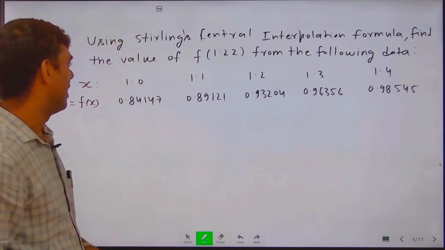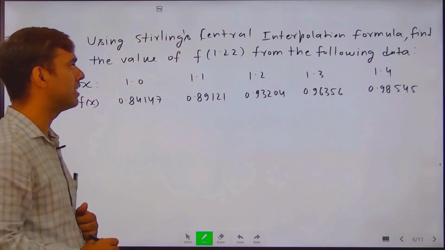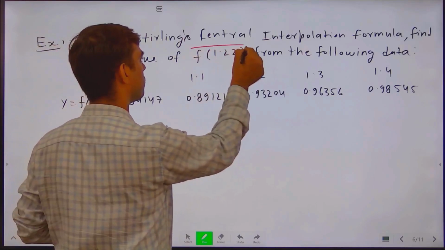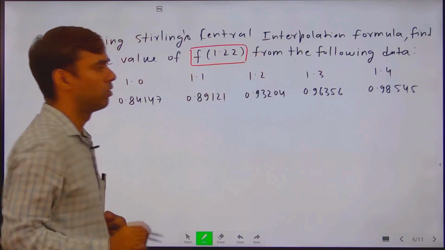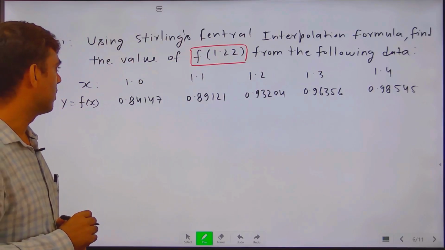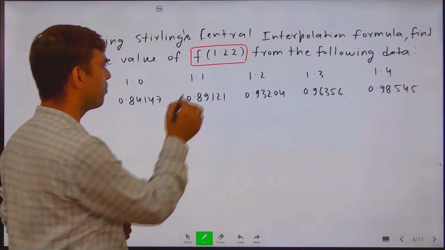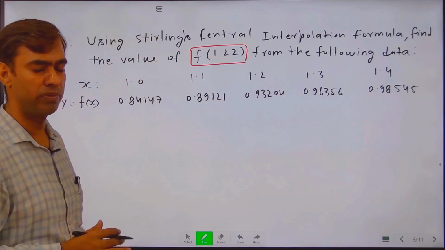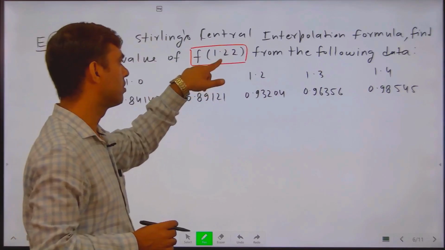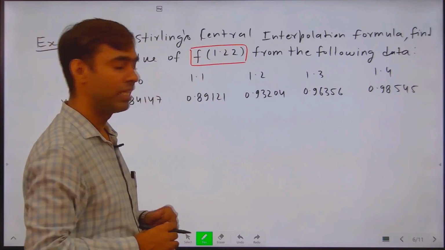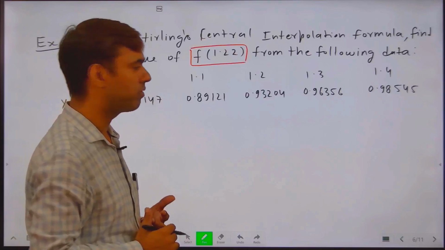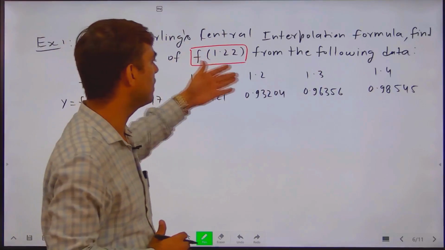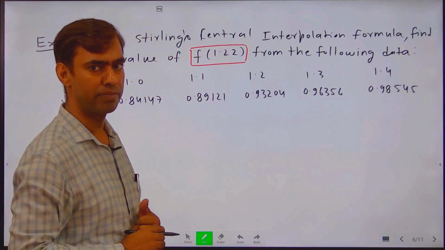The problem is: using the Stirling central interpolation formula, find the value of f(1.22) from the following data. If you closely observe, 1.22 lies near the central value. As we know, if the value we are going to interpolate lies near the first value, then we apply the forward interpolation formula. Near the last value, we apply the backward interpolation formula. If near the central value, we apply the central interpolation formula.